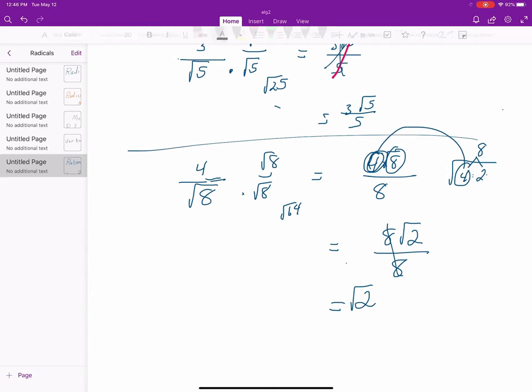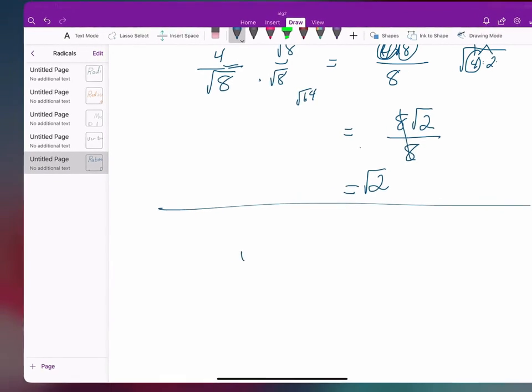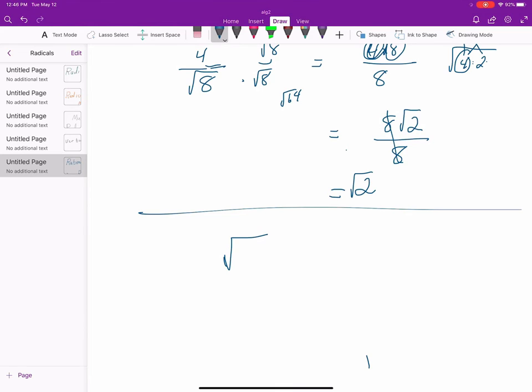So let's do another one. Again, this is called rationalizing the denominator. It's basically a division, but we're rationalizing.